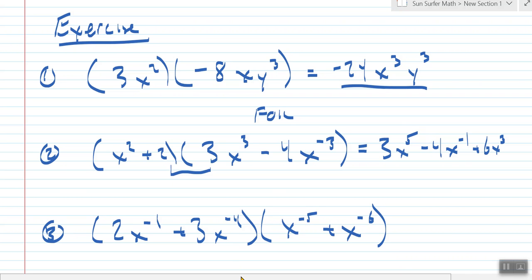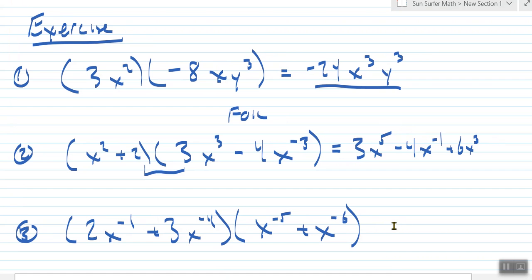We're going to have a negative 8x to the negative 3. Now, if you watched my video on the exponent rules, you know that we could also write this then as 3x to the fifth minus 4 over x plus 6x cubed minus 8 over x cubed.